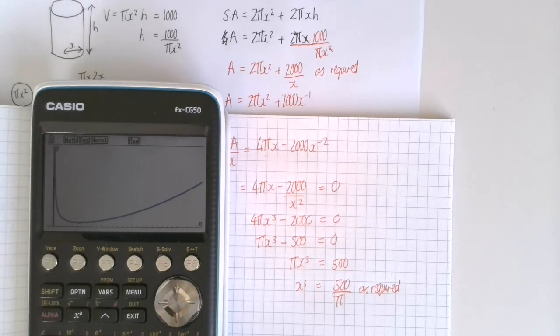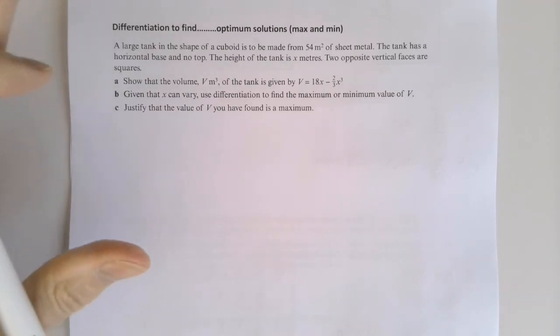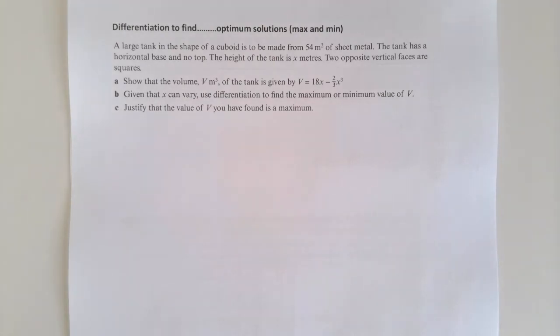So this is using differentiation to optimize a problem, and that's the second main application of differentiation in the real world. So yes, differentiation to find optimum solutions, both maximums and minimums. In that last example, we were looking at the surface area we needed to give us a cylinder with a volume of 1,000 centimetre cubes.